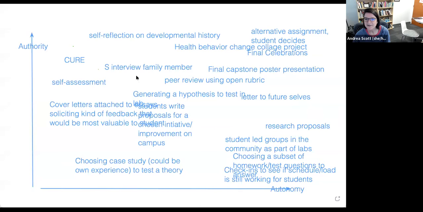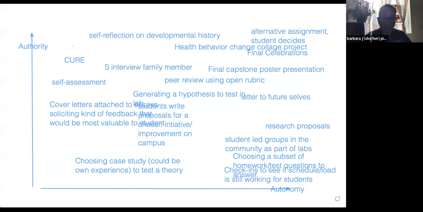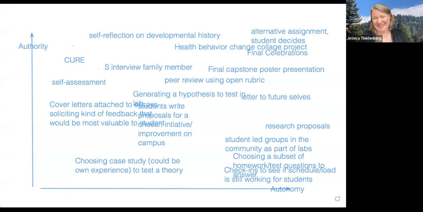I love this idea of letters to the future self. I've done versions of that because it seems like a really cool way to also establish goals. I'm just wondering if the faculty member who had that assignment could share a bit more about the prompt and how that went. I put that in, Andrea. So hi, I'm Barbara.